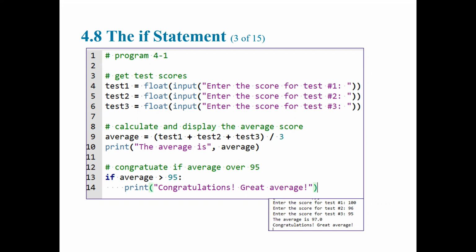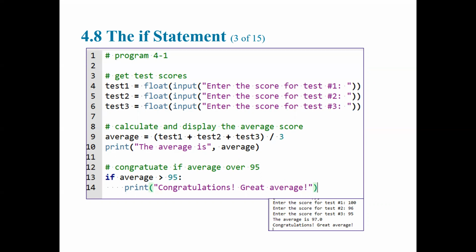But basically, you'll notice that we have 3 requests for data, test scores 1, 2, and 3. We put them into variables 1, 2, and 3. They're coming in as a float. We convert the string to a float so that the data is entered in as a real number. Then we calculate and display the average.